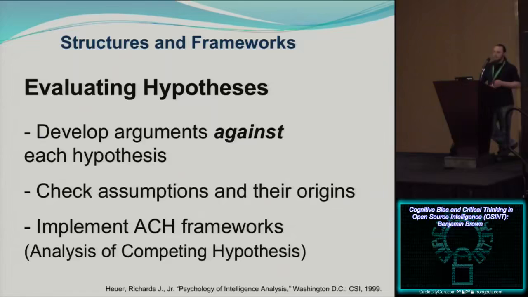In the evaluating hypotheses stage, this is a neat distinction, and this works to directly counteract representativeness bias. You're developing arguments against each hypothesis, not arguments for each hypothesis. You're checking your assumptions. You're not going to have perfect data, so you're going to have to be dealing with assumptions that you're working with. And you want to check their origins. Why are you assuming these things?